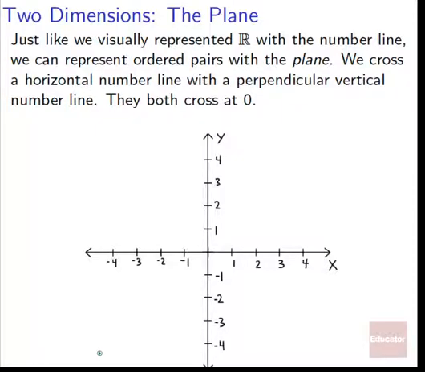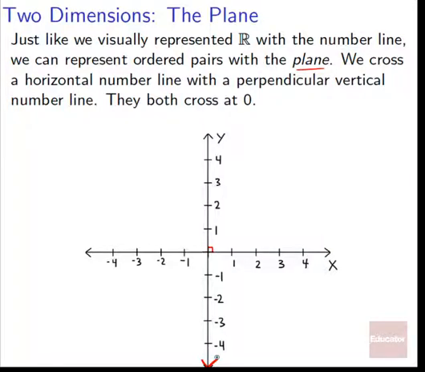So we visually represented the reals with the number line, and now we can represent our ordered pairs with the plane. So we call it the plane. To do this, we cross a horizontal number line with a perpendicular vertical number line. They both cross at 0. So down here at this little right angle is 0 on both the horizontal axis and the y-axis. I don't know if you can quite see that. That should be an arrow pointing down there.